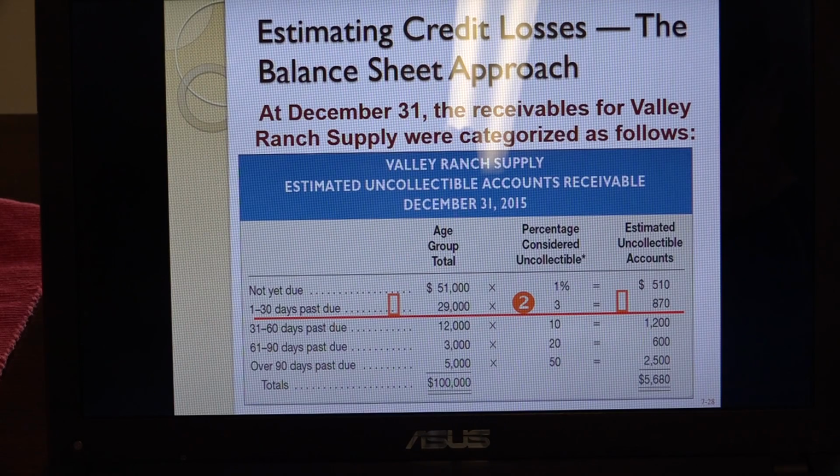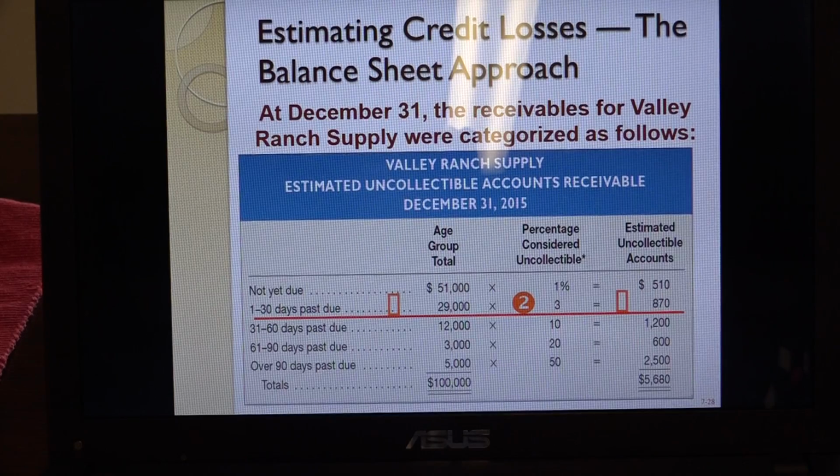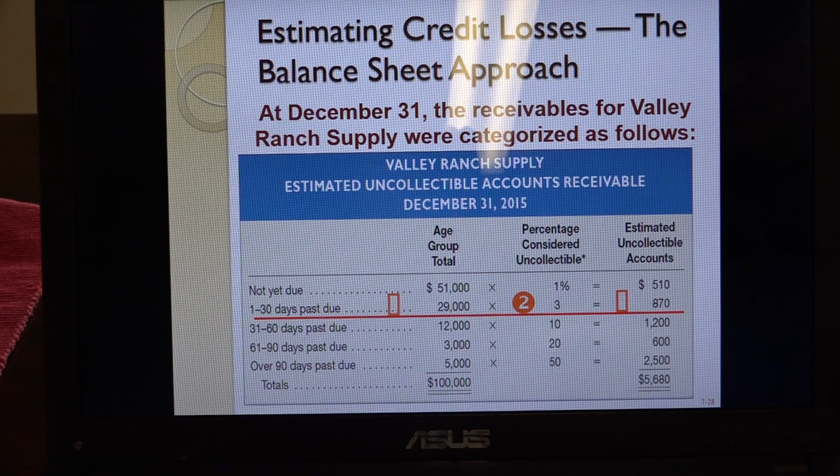And so you go through your aging and add up your estimated uncollectible amounts. Here, 5,680 of what's on the balance sheet at year end, this company considers uncollectible.